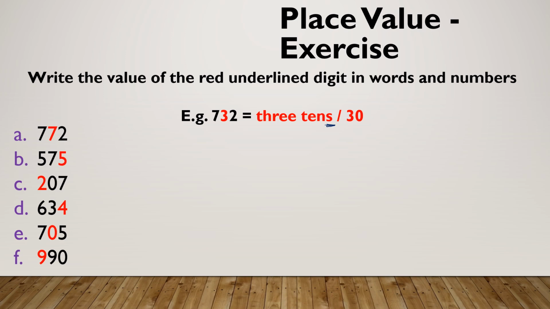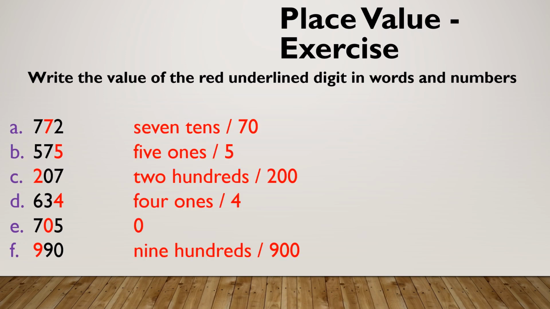Let's have a look at those answers. Hopefully you got those correct. For E, if you've written 0 tens, that's absolutely fine, but a 0 is a lack of place value.